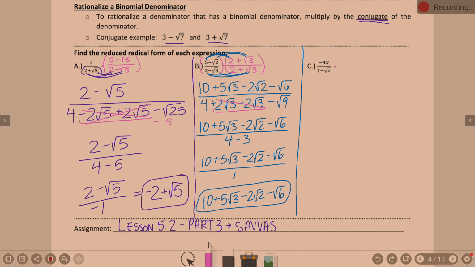Negative 4x over 1 minus square root of x. Yeah, you're gonna multiply by 1 plus square root of x. Okay. Multiplying by the conjugate, which is 1 plus square root of x. What you do to the denominator, we are doing to the numerator.